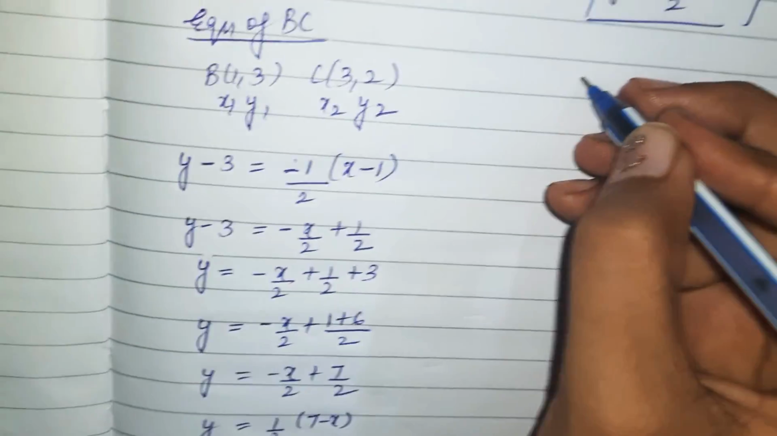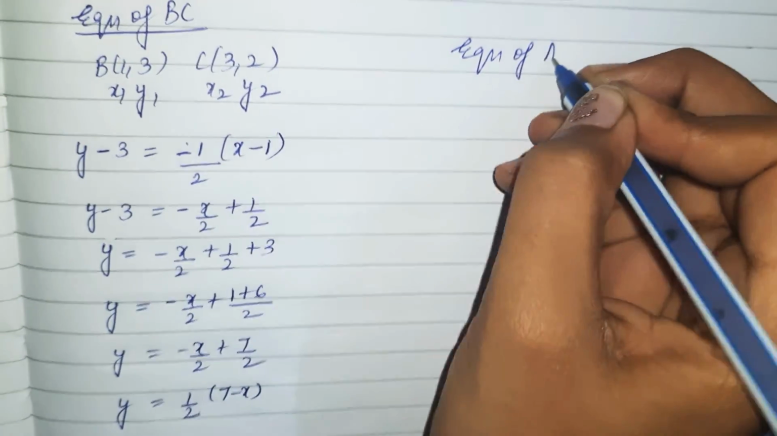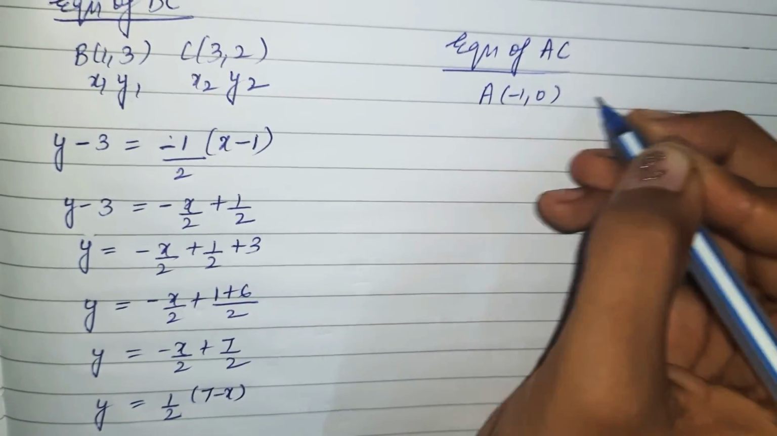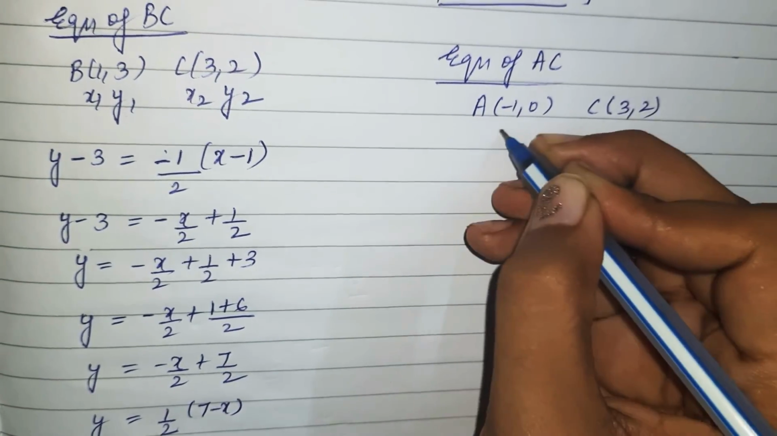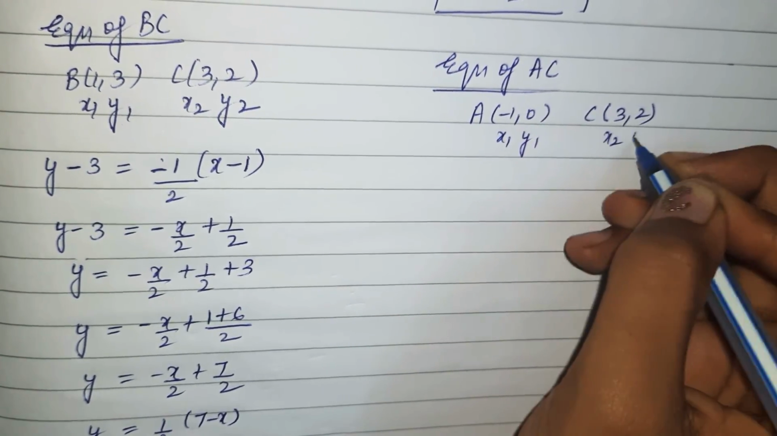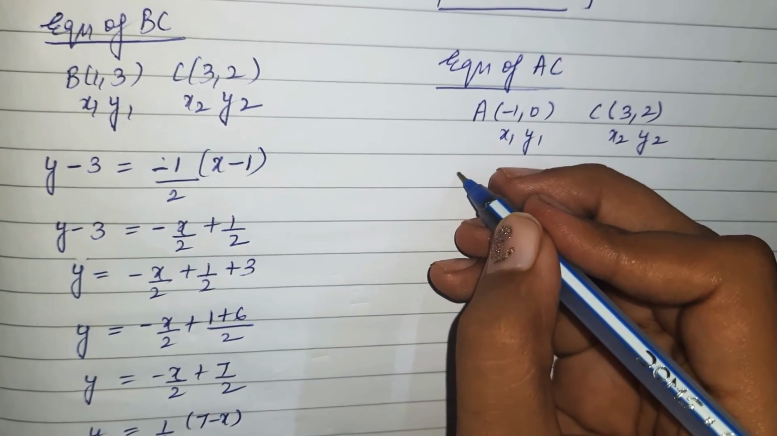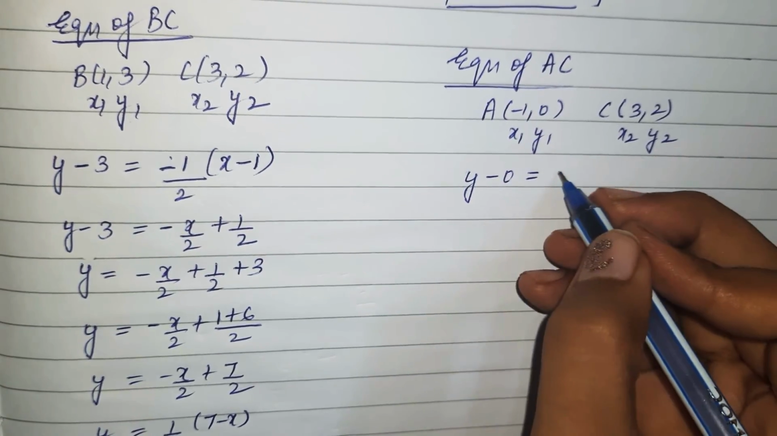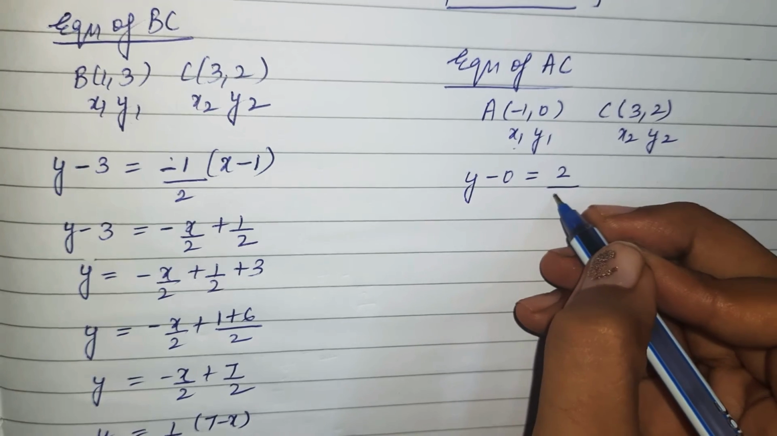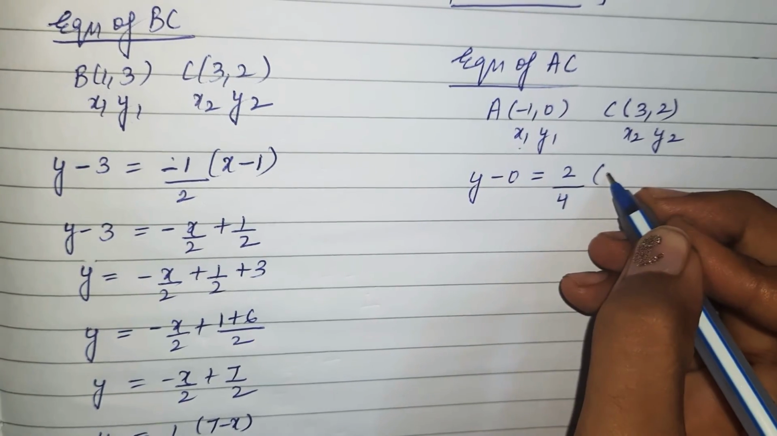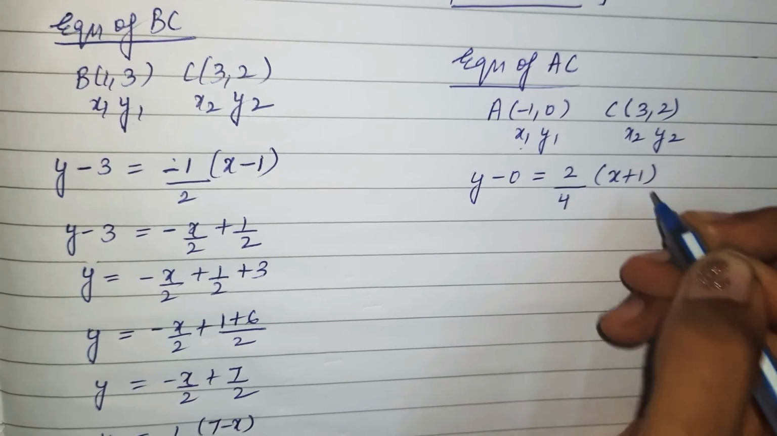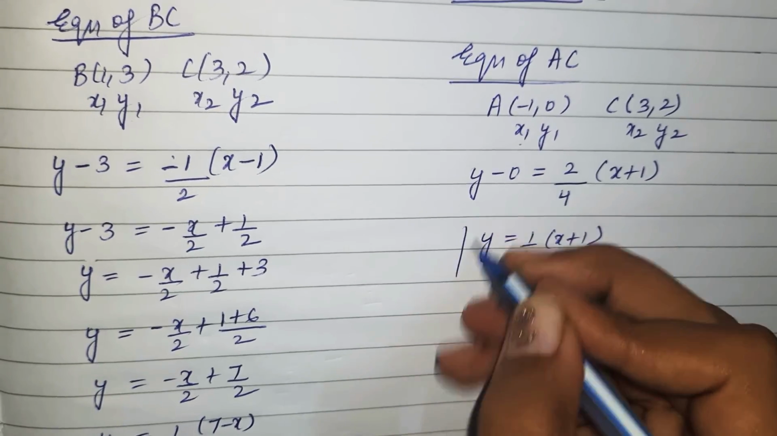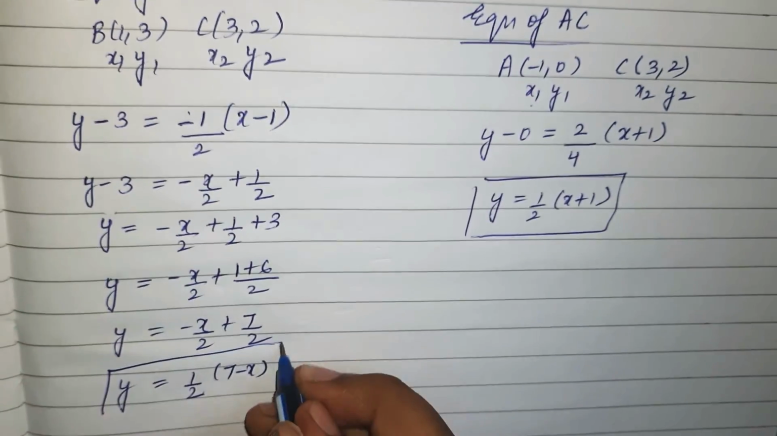If I talk about the equation of AC, what is the equation of AC? A is minus 1 comma 0, C is 3 comma 2. So x1, y1, x2, y2. The equation will be y minus y1, y minus 0, y2 minus y1, 2 minus 0, 2, over x2 minus x1, 2 by 4, into x minus x1, that means x plus 1. So I am getting y equals 1 by 2 into x plus 1. So this is the equation of AC. This is the equation of BC.